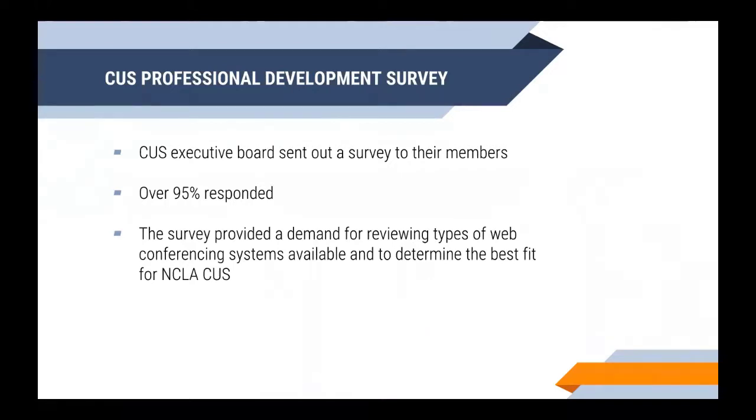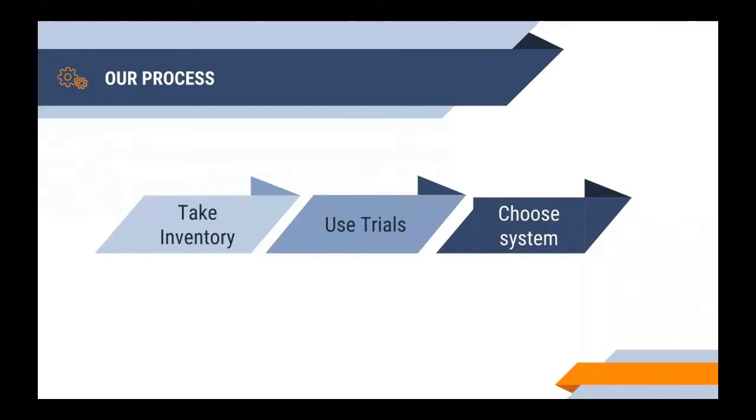So the survey provided really a need to review types of web conferencing systems available and figure out which one was going to meet our needs. Again, this was the North Carolina Library Association College and University section, so members from different organizations. So while there might be a conferencing system at a particular organization, what could we use that could support what we hoped would be a large population of attendees? So that led us to our process for evaluating conferencing systems. So really three steps to this.